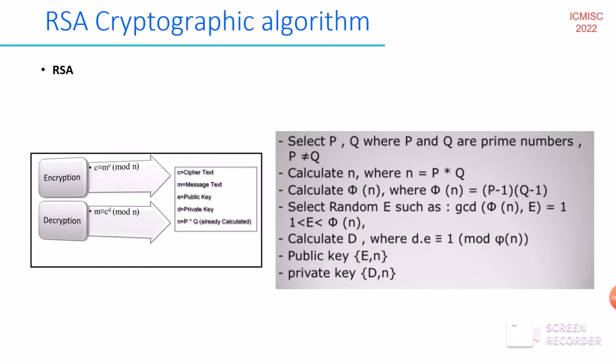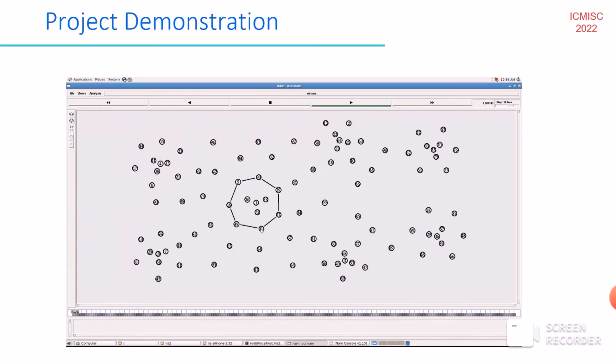And we have used the RSA cryptographic algorithm, which is considered a secure cryptographic algorithm, and this is an asymmetric cryptographic algorithm where we use two different keys for encryption and decryption. Coming to the project demonstration, here we have set 100 nodes manually, and we have given node number 7 as our sender and node number 64 as our destination, and various nodes have been configured.